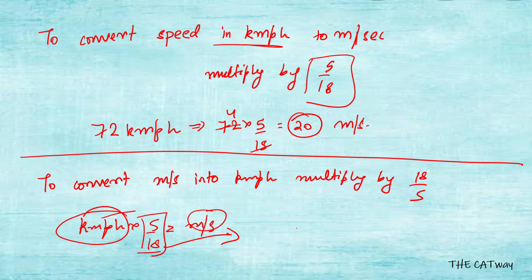Let's take an example. Let's say 15 meter per second is to be converted. So 15 into 18 by 5 is what we will do. It will go 3 times, so this will be 54 kmph.